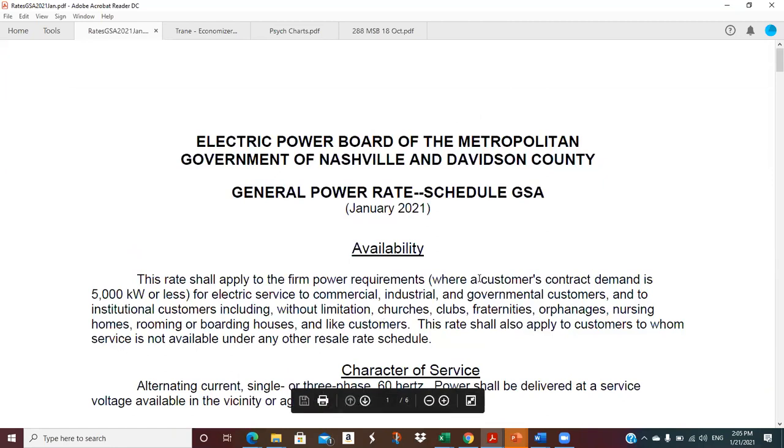But this is basically for a customer whose contract demand is 5,000 kW or less. So 5 megawatts, that's pretty good size. The Tech load used to be on the order of 5 megawatts on average, but now with these new buildings, I suspect we're probably going to push 8, 9 megawatts, which for Cookeville Electric Service is a pretty big load.